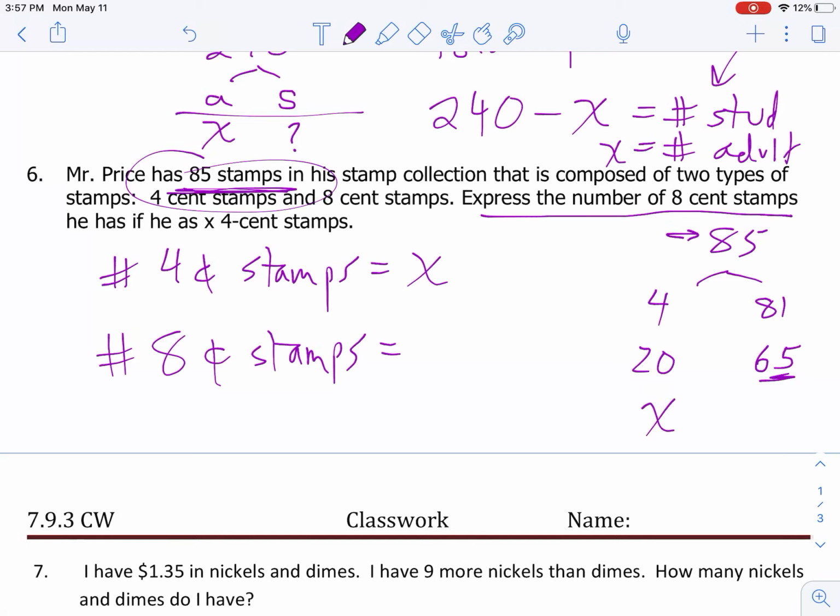So how am I getting this number? I start with my number of 4-cent stamps. How am I getting this number over here? Well, I just took 85 minus 4. I took 85 and I subtracted 20. So I'm going to take 85 and subtract X. That's going to be the number of 8-cent stamps that I have.